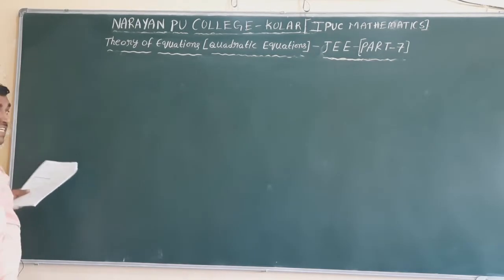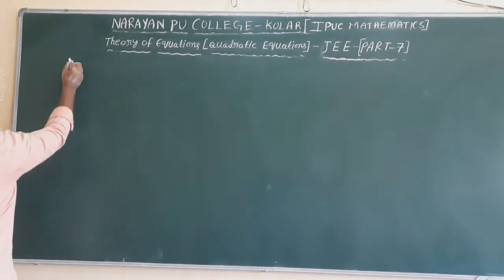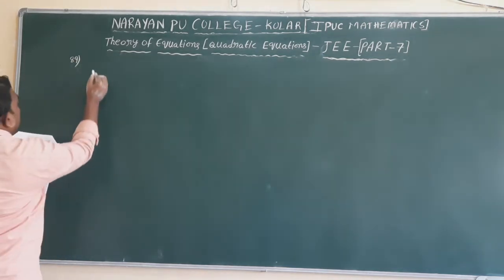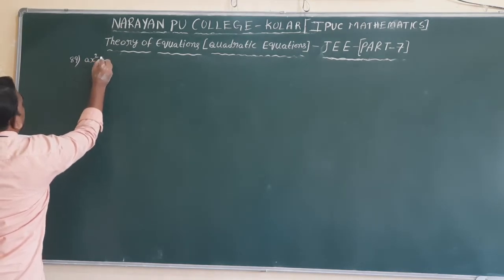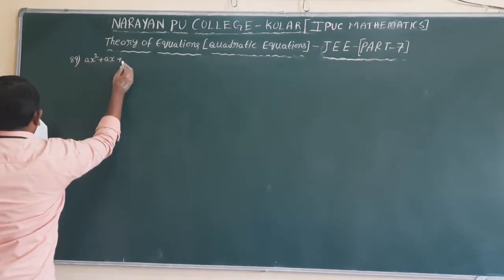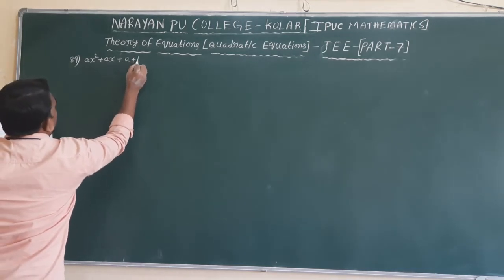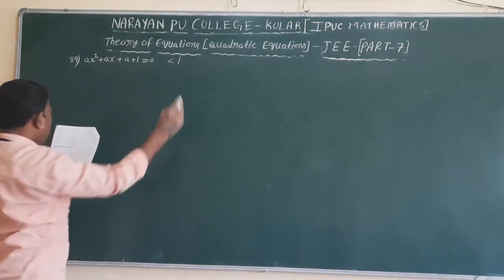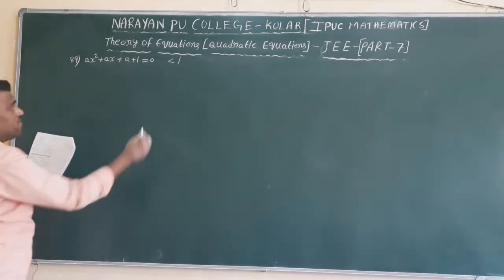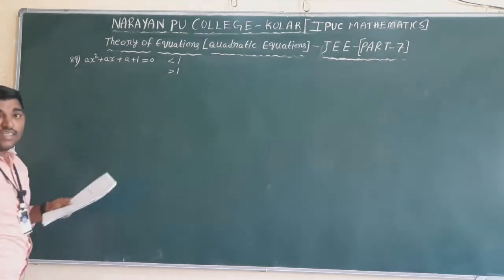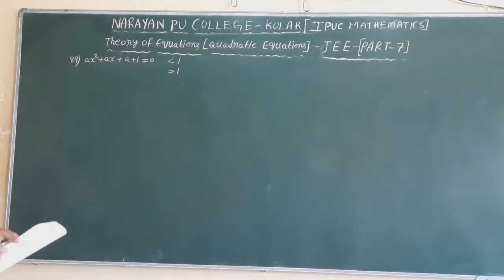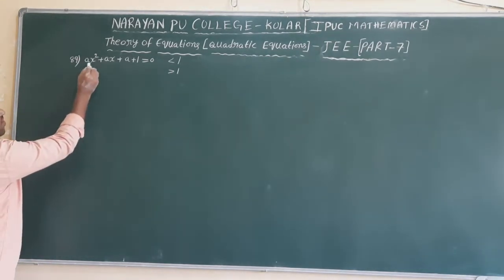My next question, 88 question you can try it, easy direct one, and 89. One of the roots of ax² + ax + a + 1 = 0 is less than 1. One root is less than 1 and the other root is more than 1. Then the complete set of values of a is given by. So whole equation divided with a.